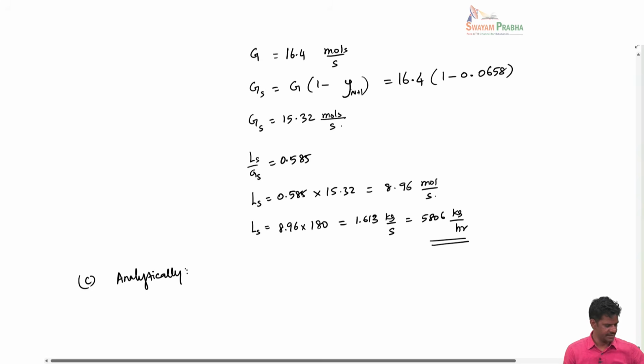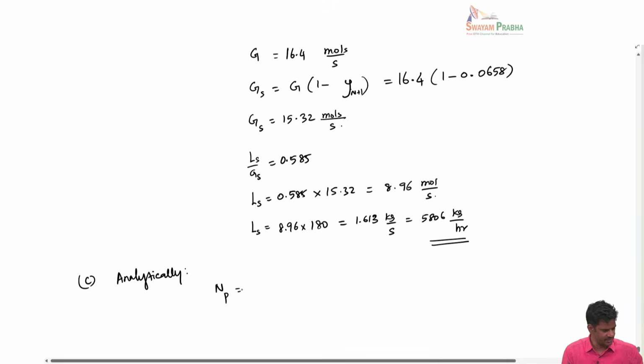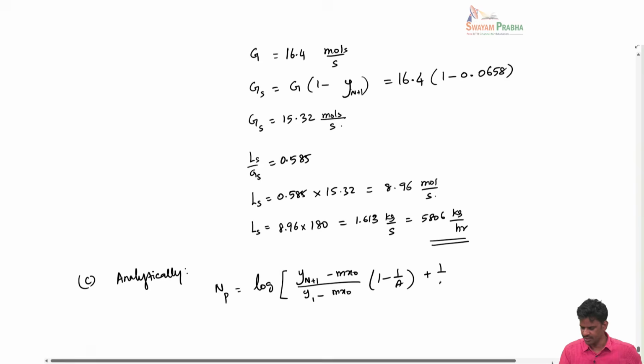So you may recollect that when we have the equilibrium line to be a straight line, and for dilute mixtures we used the analytical expression, the Kremser equation. So that is NP is given as log of (yn+1 minus m x0) over (y1 minus m x0) into (1 minus 1/A) plus 1/A, divided by log A.